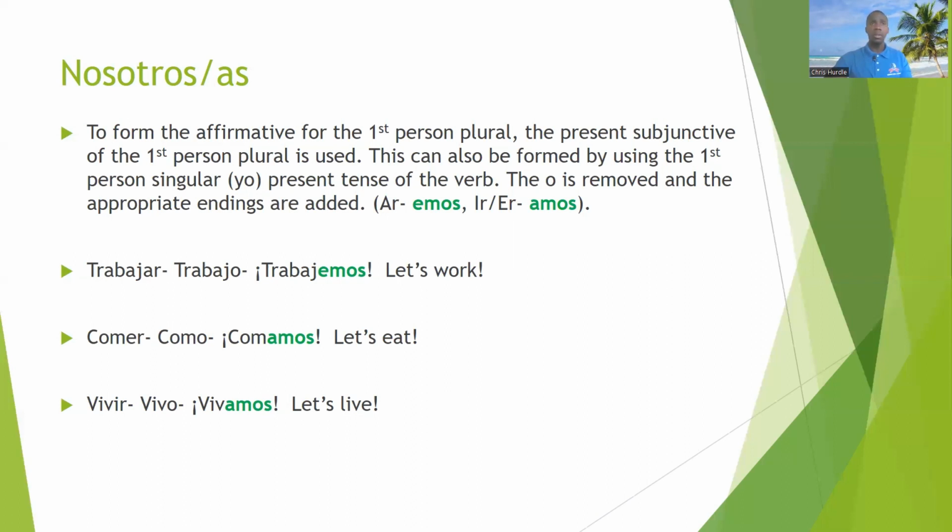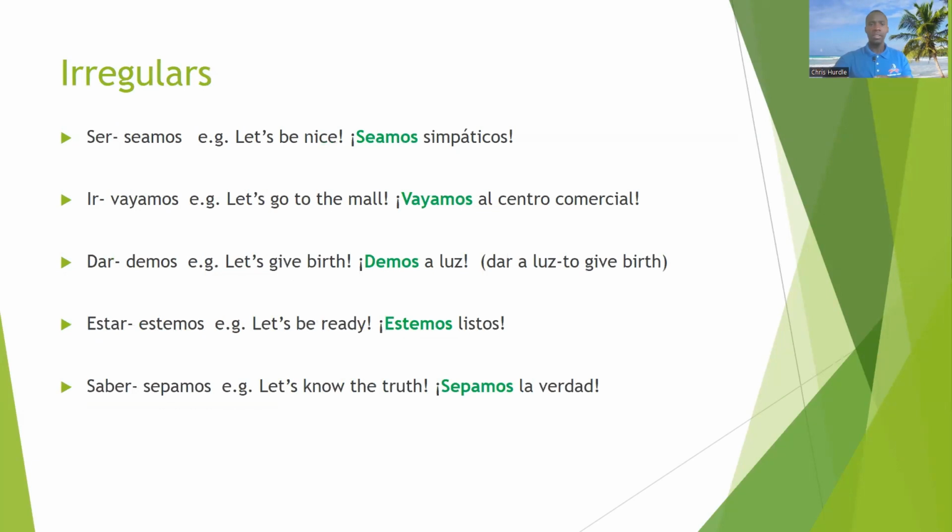So to conjugate the verb according to the nosotros form, we can either use the first person plural present subjunctive of the verb, or we can use the first person singular present and just remove the O and add the appropriate ending based on the type of verb. Okay? And the irregulars: seamos simpáticos, vayamos al centro comercial, demos a luz, estemos listos, and sepamos la verdad. All right?